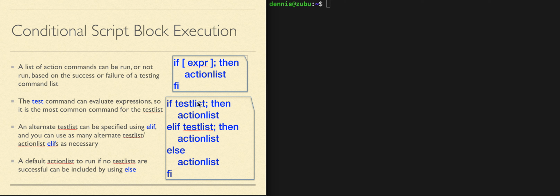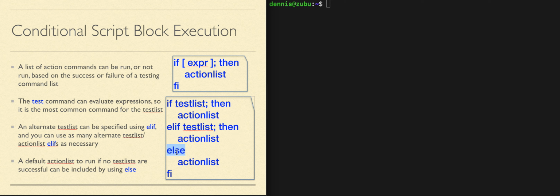If your test expression is checking a variable for a value, and it might have one of several values, you might do if variable is value 1, then do these commands. Else if, or elif, the variable is some other value, then do some other set of commands. And you can actually repeat this section. You can have as many of these elif, then action sections as you wish within your if command.